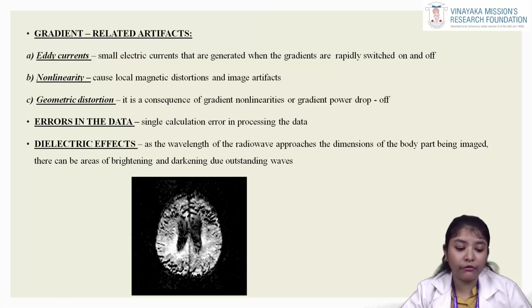Gradient related artifact, eddy current. Here small electric currents are generated during the rapid switching on and off of the signals. As you see in the image, there are small electric currents that generate the eddy current. Then is the non-linearity, which is caused by local magnetic distortions and image artifacts. Then is the geometric distortion, that is due to the gradient power drop off.